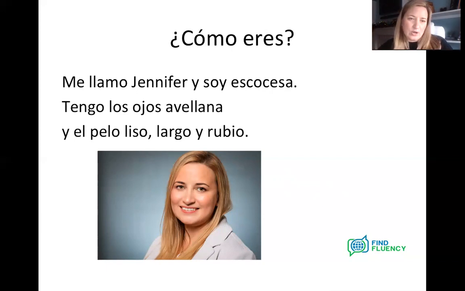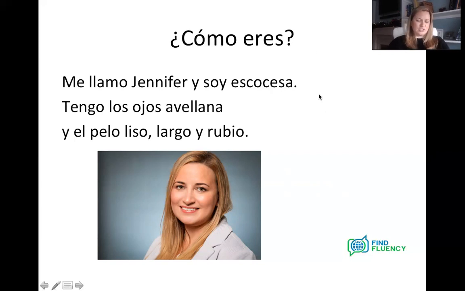So a couple of things to point out here. You'll notice that the word order is slightly different than we would have in English. In English we would say I have hazel eyes, or I have brown eyes or green eyes, and you would say I have long blonde hair. So the adjective in English always comes before the noun. Adjectives are describing words, things like colour, length, style. So in long hair, long is the adjective, and hair is the noun.